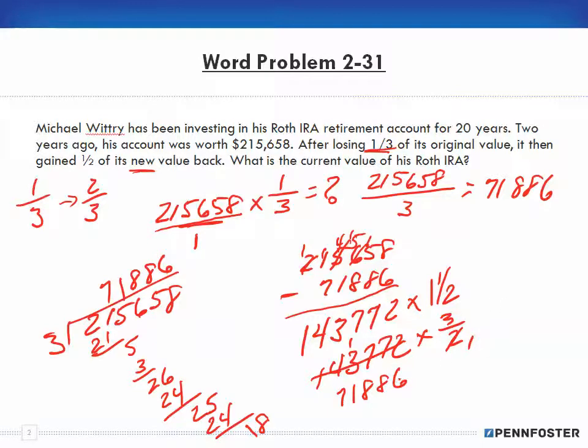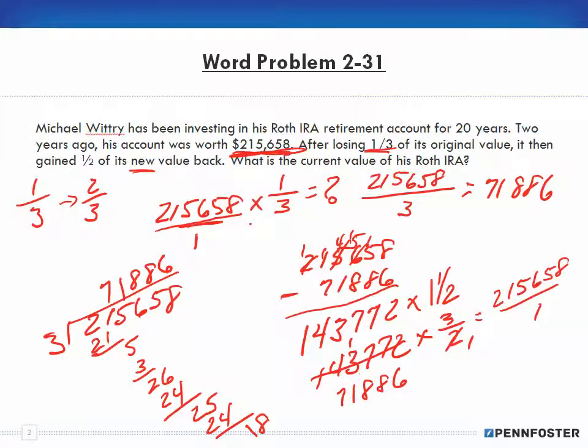71,886 times 3 in my numerators, because remember this was all over 1. If I do that math on the calculator, times 3, what I end up with is 215,658 over 1.